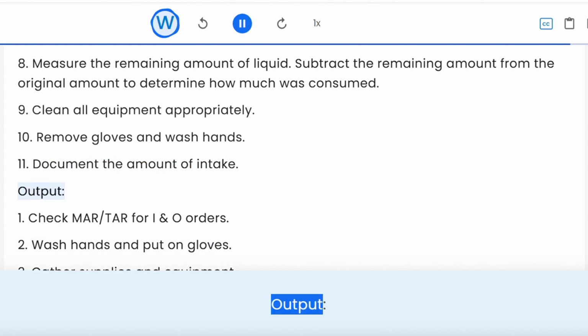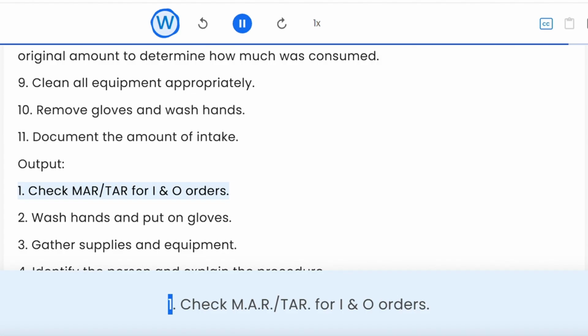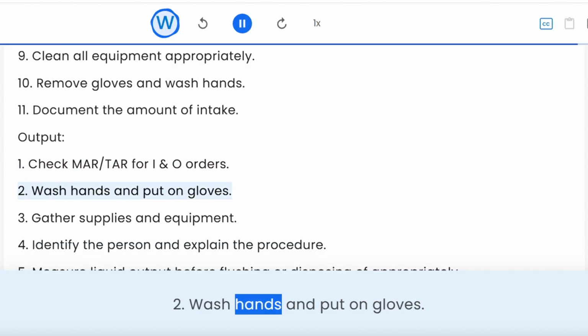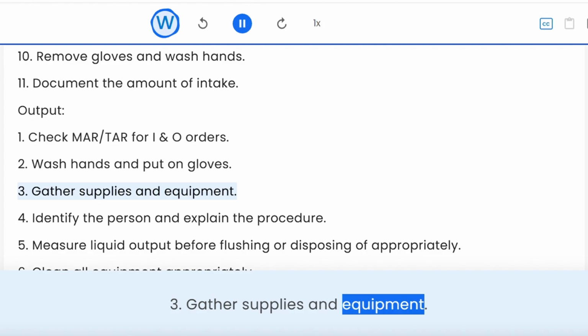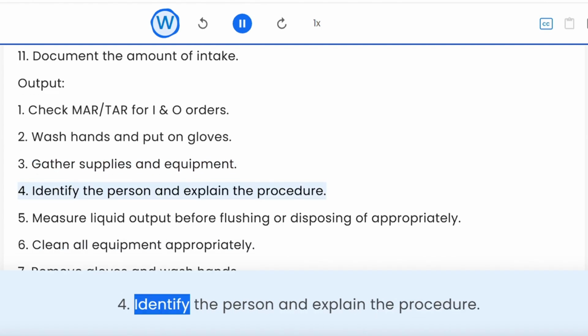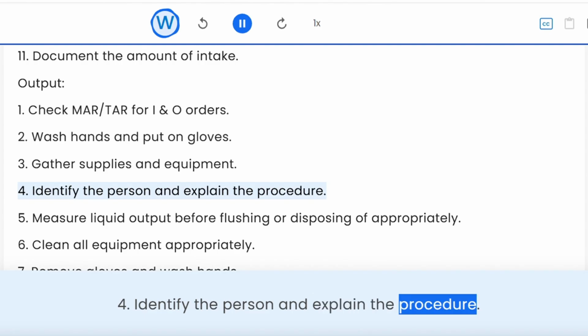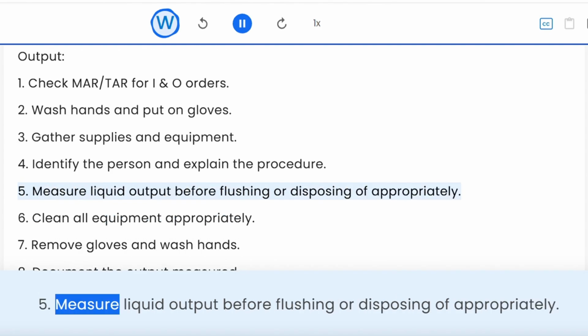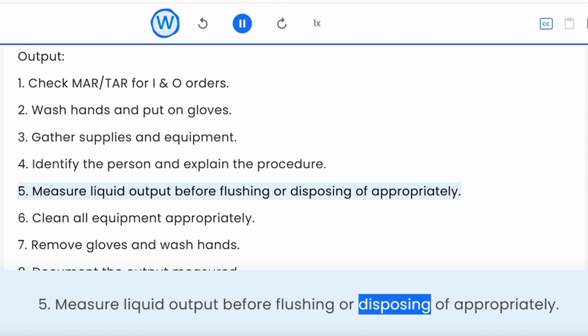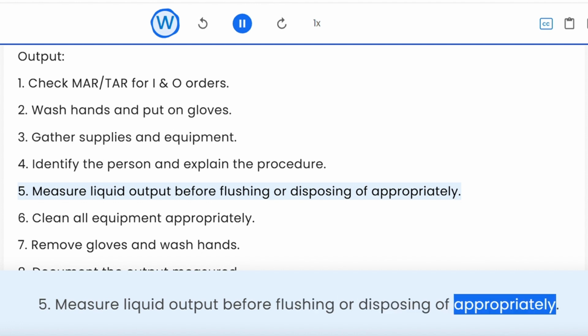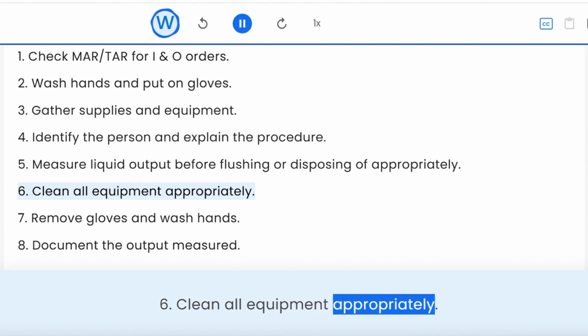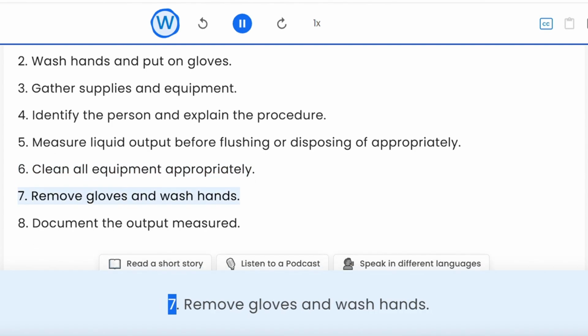Output. 1. Check for I&O orders. 2. Wash hands and put on gloves. 3. Gather supplies and equipment. 4. Identify the person and explain the procedure. 5. Measure liquid output before flushing or disposing of appropriately. 6. Clean all equipment appropriately. 7. Remove gloves and wash hands. 8. Document the output measured.